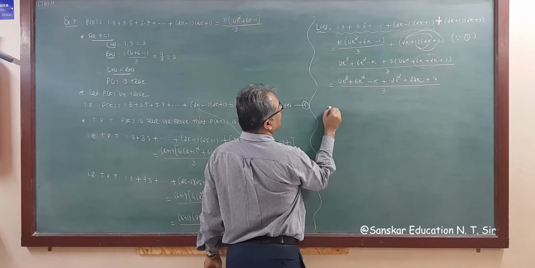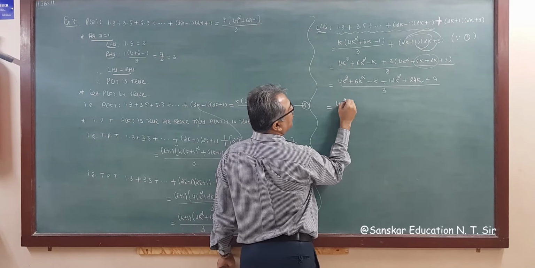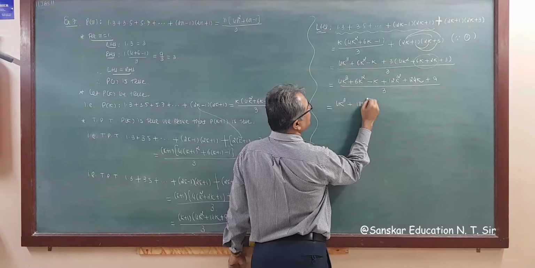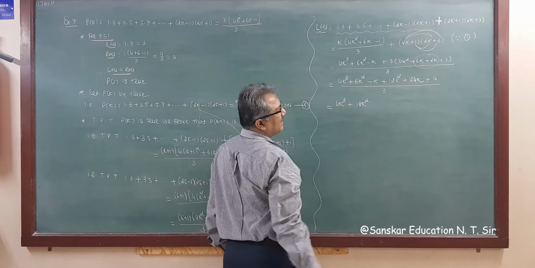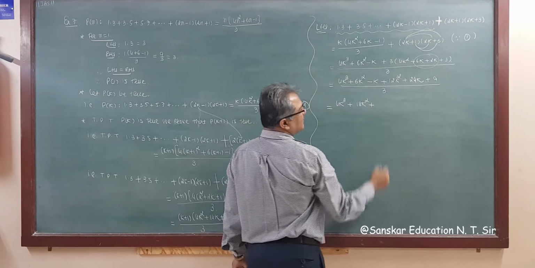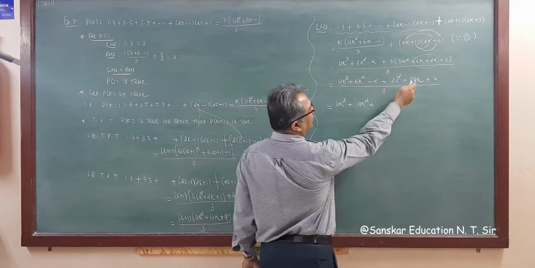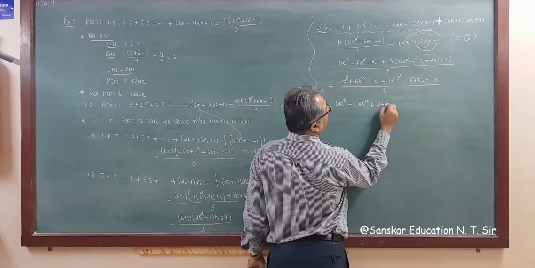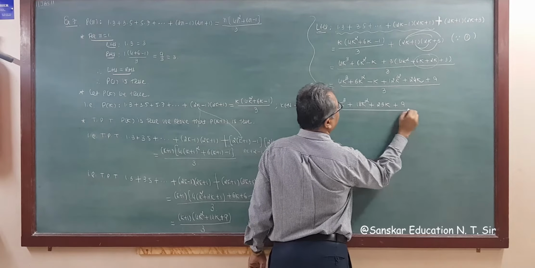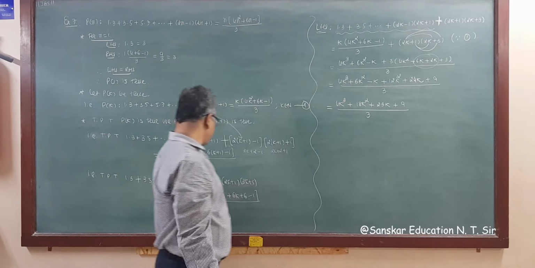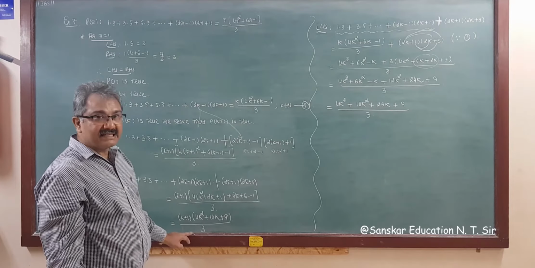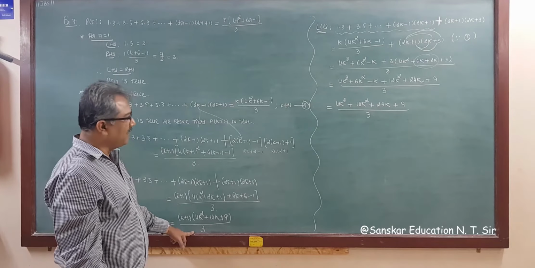Now adding this, what do we get? 4k cube plus 6 plus 12, 18k square, 24 minus 1, that is plus 23k, and plus 9 divided by 3. Now see here, this is our target to prove, right?